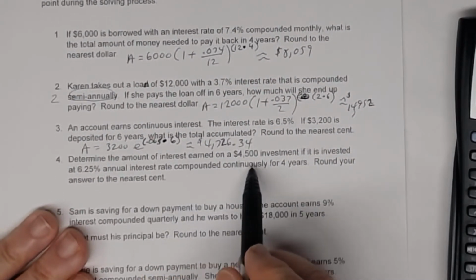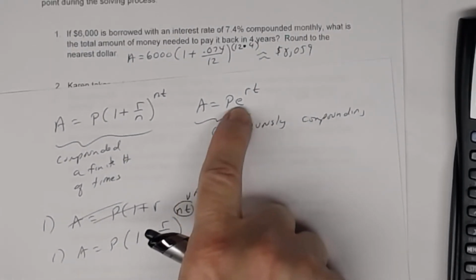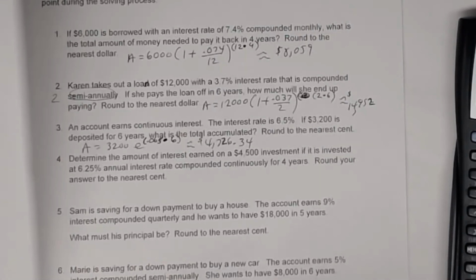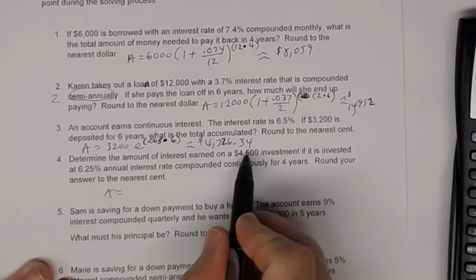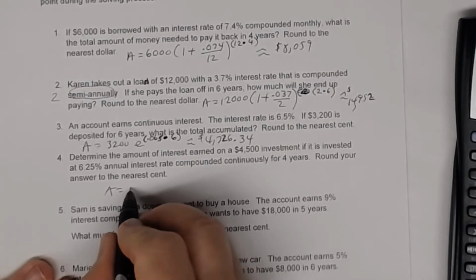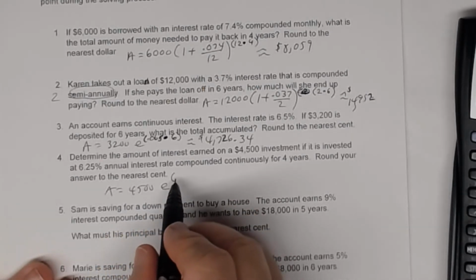But keep in mind, it is being compounded continuously, so we're going to use that PERT formula, P-E-R-T. We're going to use A equals the principal, which is $4,500, times e, and the rest of this is your exponent, so put that in parentheses.